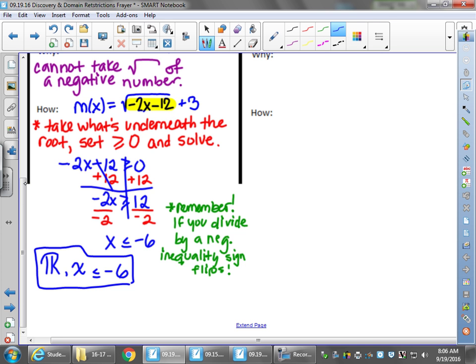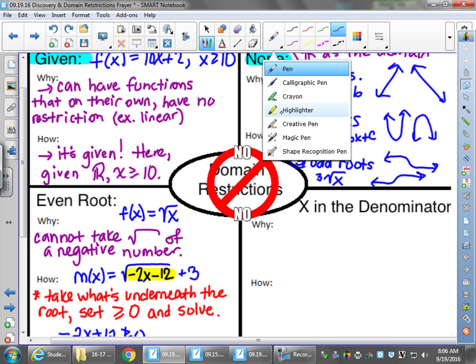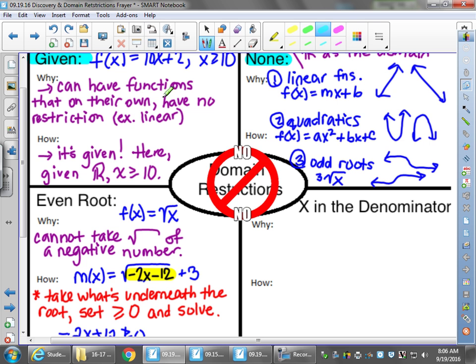Cube root is one of our no restrictions, so all real numbers. So that's why, if you know, oh, I didn't highlight it, this is very specific to only even roots. So just because you see a radical sign, don't think restriction. No. If it's an even root, yes. Odd root, no restrictions.